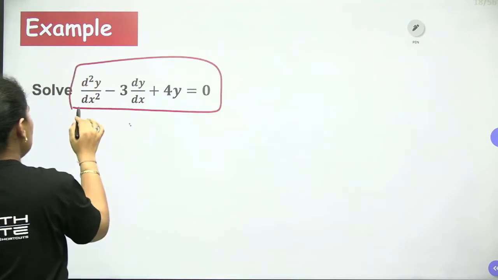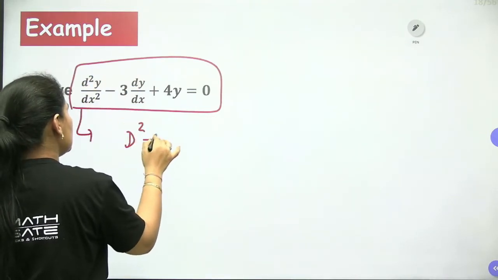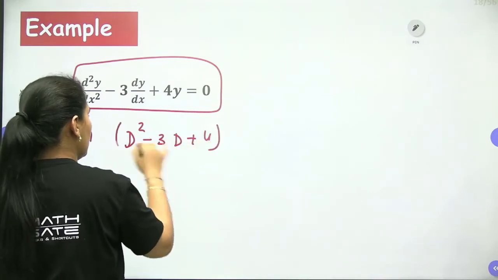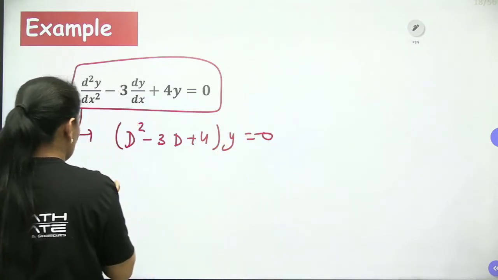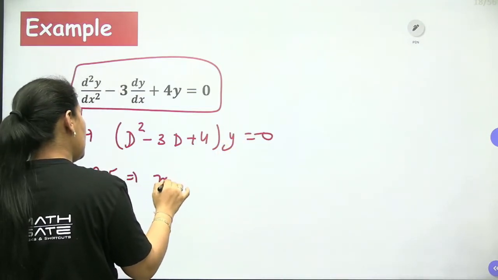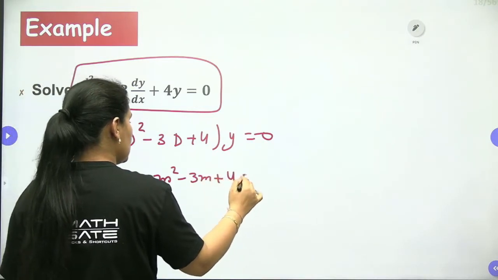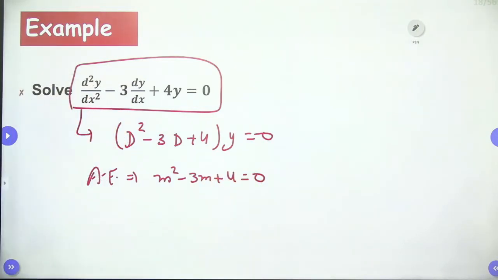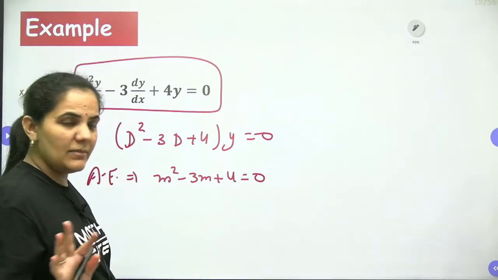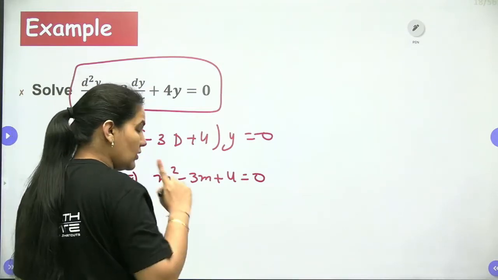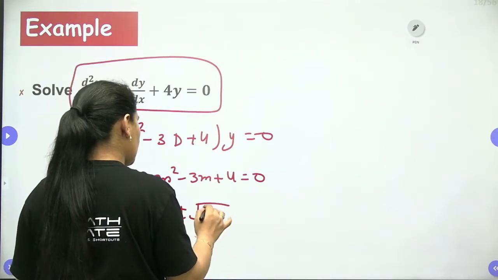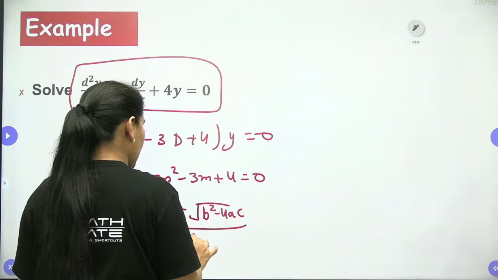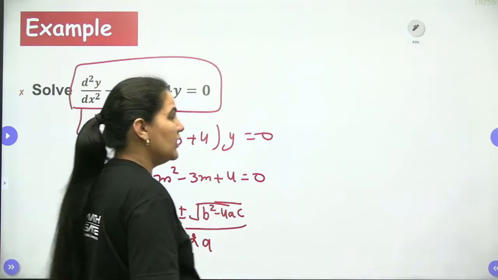We have one example here: d square minus 3d plus 4 y is equals to 0. When we write down the auxiliary equation, it will be m square minus 3m plus 4 is equals to 0. As we know very well, there will be no real root for this one. So we will approach according to the Sridharacharya method. We know very well it is minus b plus minus root of b square minus 4ac divided by 2a. So we have to approach with this one.